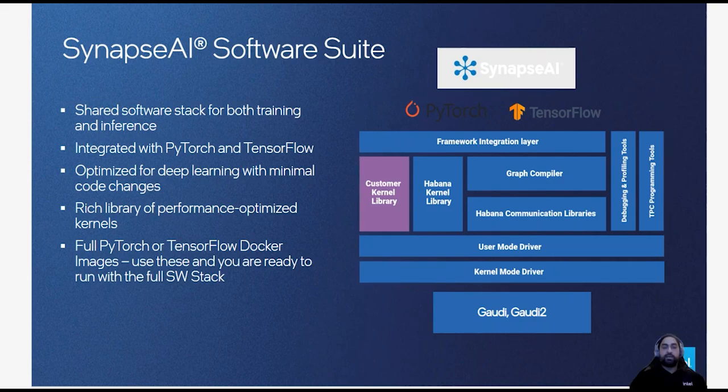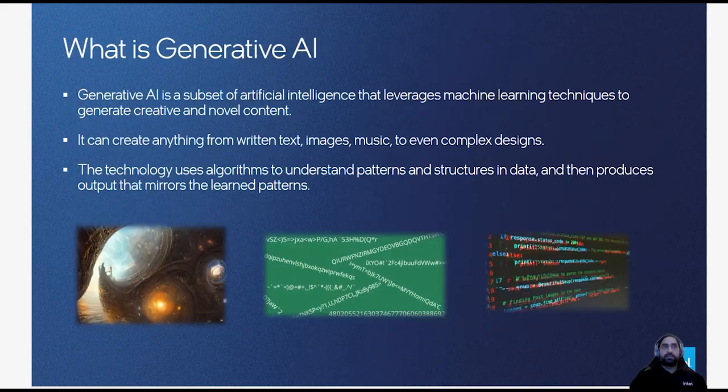Now let's look at what is generative AI. Generative AI is a subset of AI that leverages some machine learning techniques to generate new and novel content. It does this by using algorithms to process data, and then it recognizes some patterns in that data, and it learns to mimic those patterns and uses those patterns to generate new data. So that's what generative AI is all about.